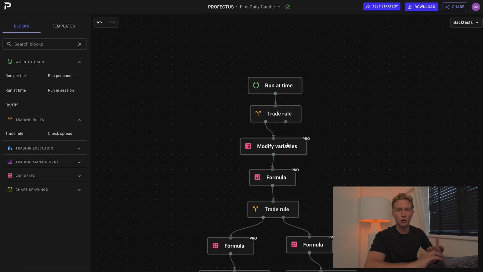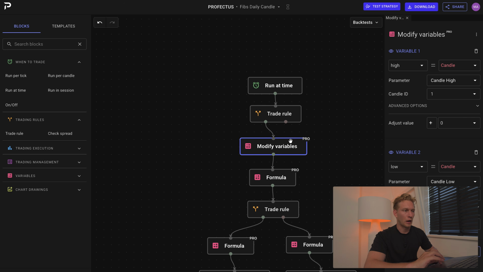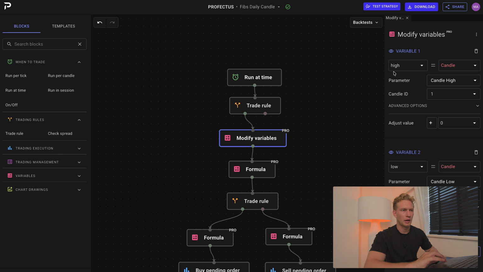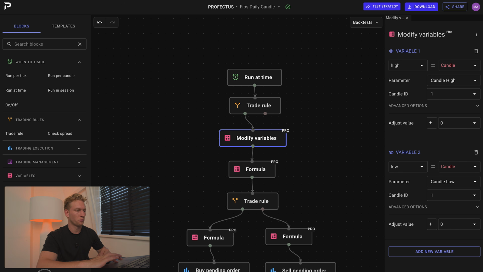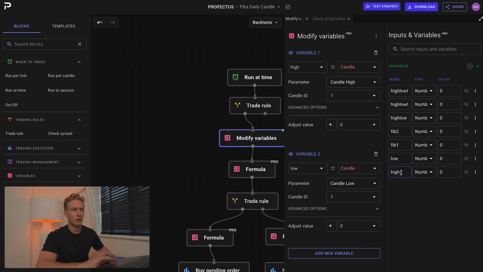Well, we need to store that high and that low, and we need to do something with it. So here I use the modify variable block, and I create a variable called high and a variable called low. If you don't know how variables work, you can click here on the big question mark below and go to our docs, ask our tutor, our AI, to explain it to you, share some articles about it or tutorials.